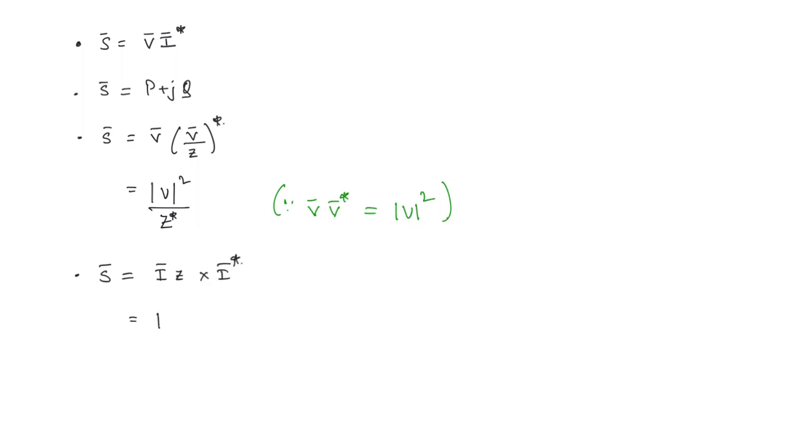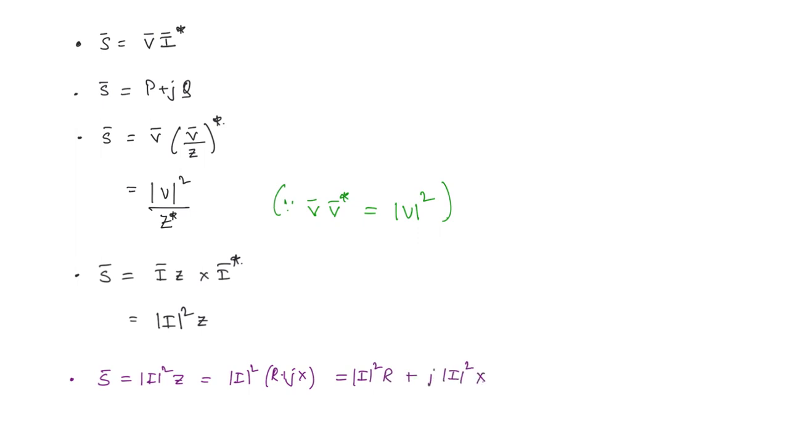So once again you are going to get the magnitude of I square into Z. Now we can get the same expression for P and Q as well in terms of the current. So if you can see, S bar is equal to mod I square Z, which you can write as mod I square (R plus JX). So you are going to get mod I square R plus J mod I square X.